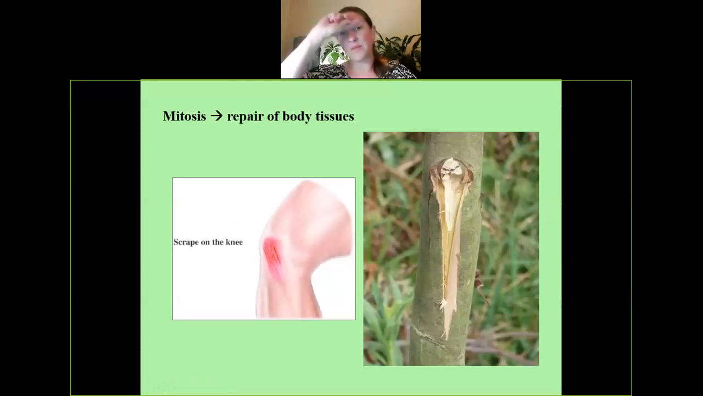Likewise, if something gets damaged, we need to repair it. If you've ever scraped your knee, or had some sort of injury, your body heals, and the way your body heals is that the cells next to that injury divide via mitosis to create new cells that can replace the damaged cells. Likewise, on the right here, we see a tree where somebody has broken a branch off, and the tree is damaged now. The way it's going to repair itself is via mitosis, if it can repair itself.